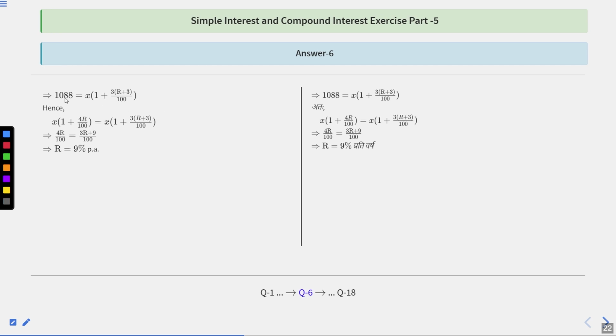The second condition says that 1088 equals X into 1 plus 3 into, in the bracket, R plus 3 upon 100. The question says that we have the same principal in both the equations, so we can compare them. When we compare, we get the value of R, which is 9% per annum. Clear? Next one.